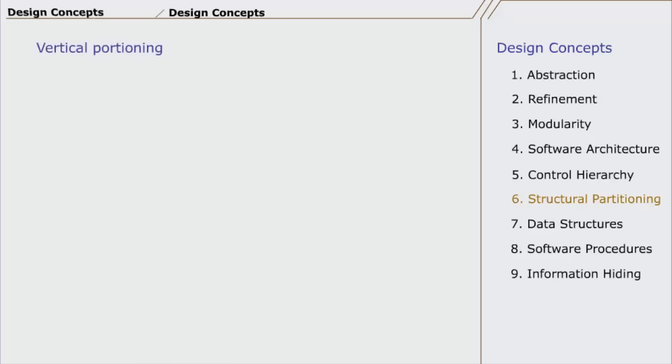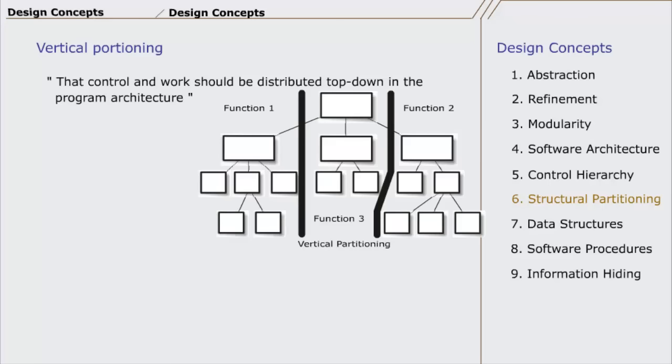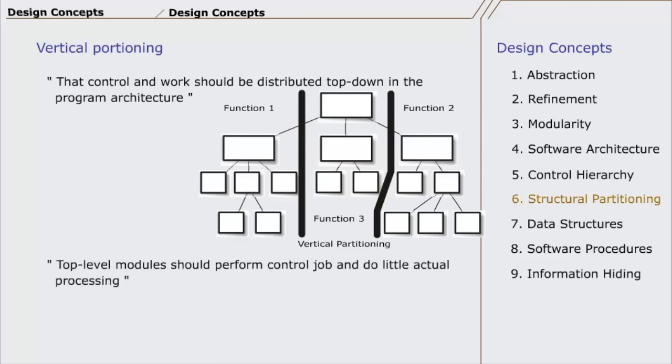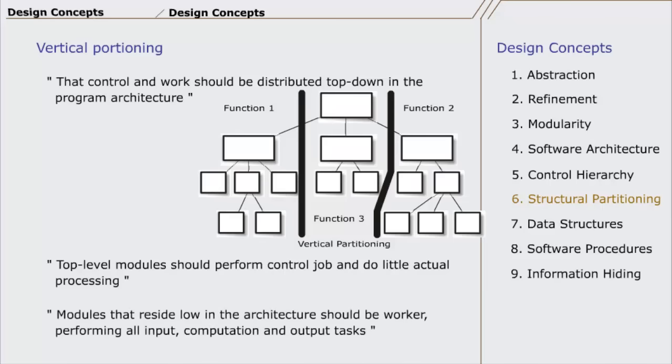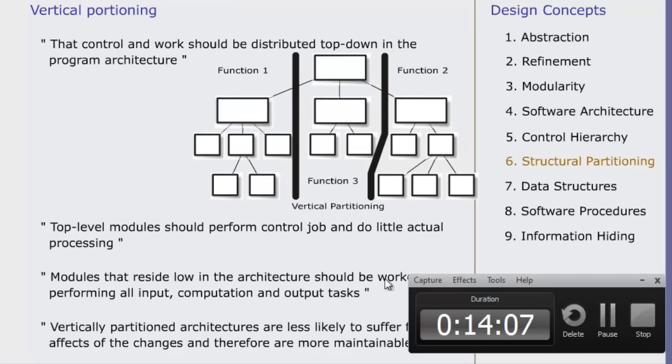Vertical partitioning, often called factoring, suggests that control and work should be distributed top-down in the program architecture, as shown in the figure. Top-level modules should perform control jobs and do little actual processing. Modules that reside low in the architecture should be workers, performing all input, computation, and output tasks. Vertically partitioned architectures are less likely to suffer from side effects of changes and therefore are more maintainable.